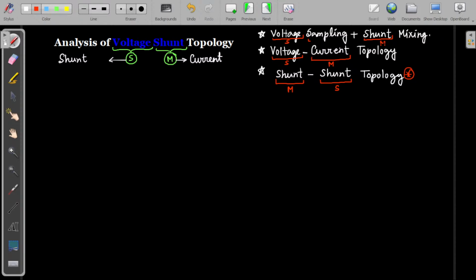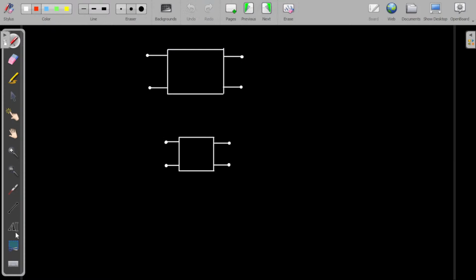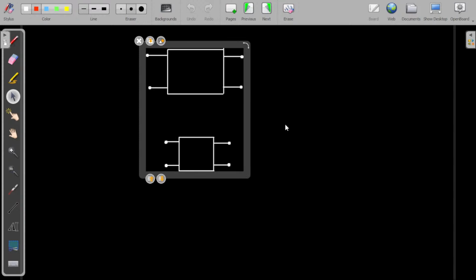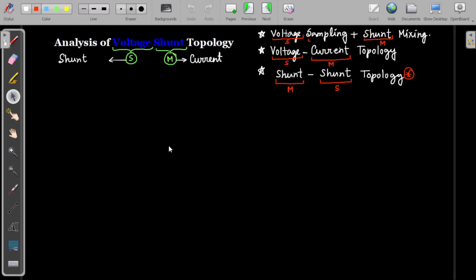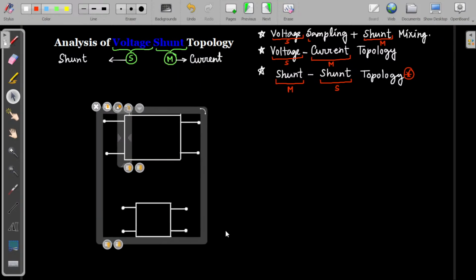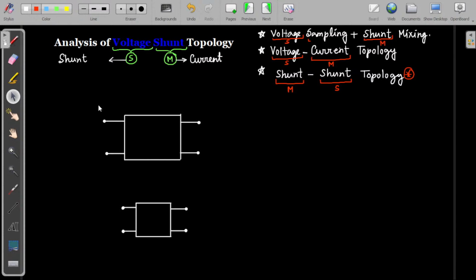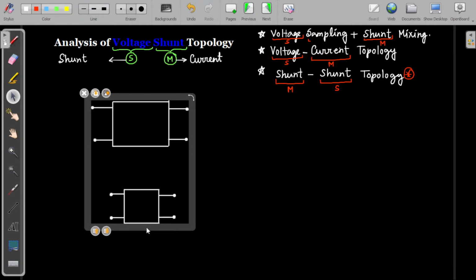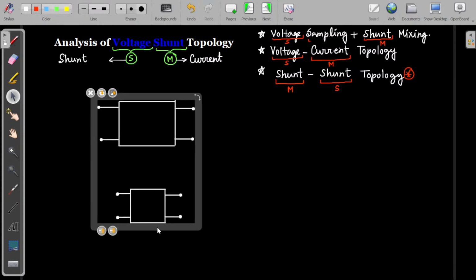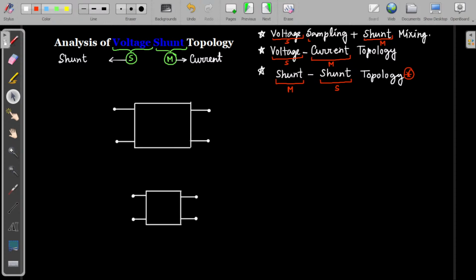Okay, now let us draw the circuit. For drawing the circuit I am just copying this part. If I copy this part, I will connect this. Okay, now see. How to connect this? First of all, let us go for the mixing part.